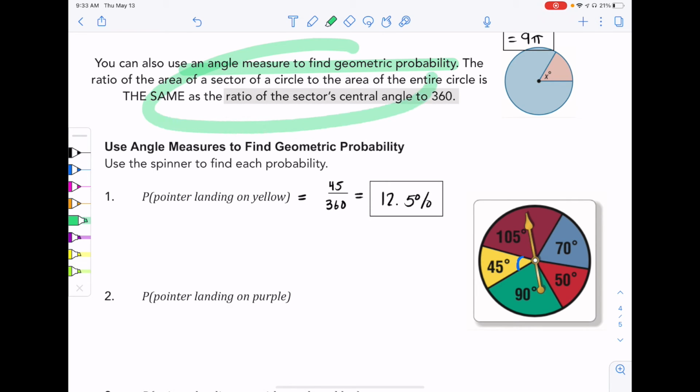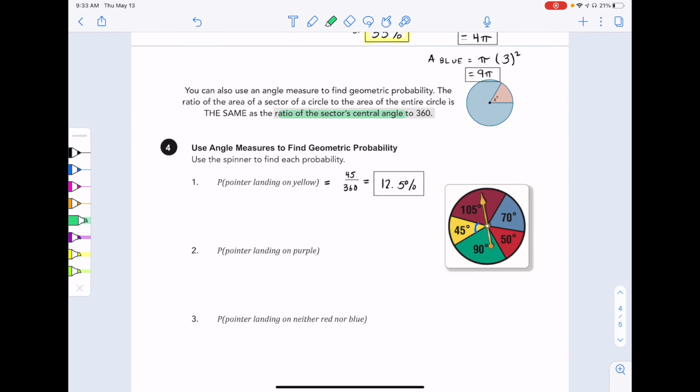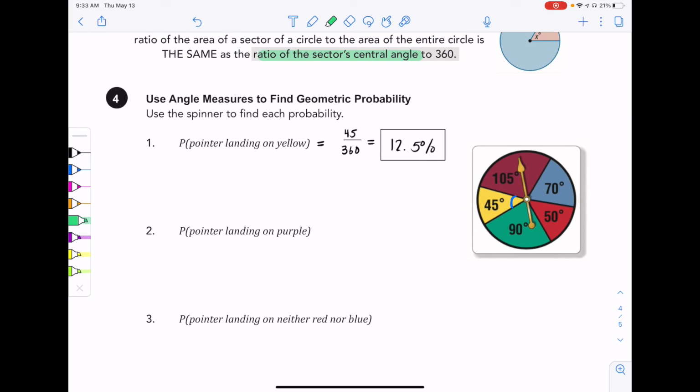So if we come back up to this definition after we've gone over that one, the ratio of the area of a sector of a circle to the area of the entire circle is the same as the ratio of the sector's central angle, so in this example it was 45, to 360, which is your denominator. So for problems like this, if you have angle measure in a full circle, that works out nicely. It ends up being quick problems that you just use the central angles for.